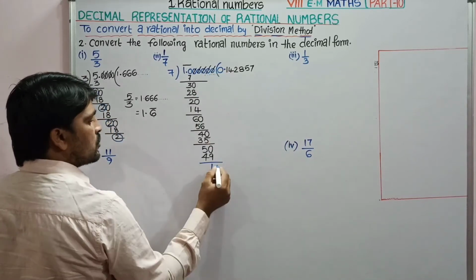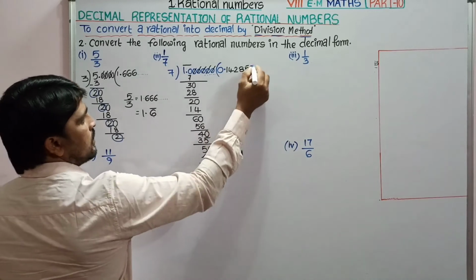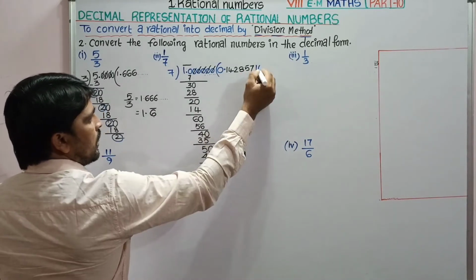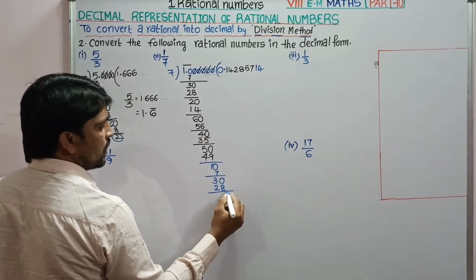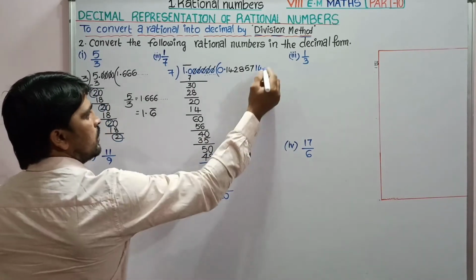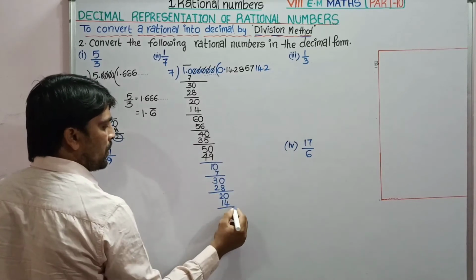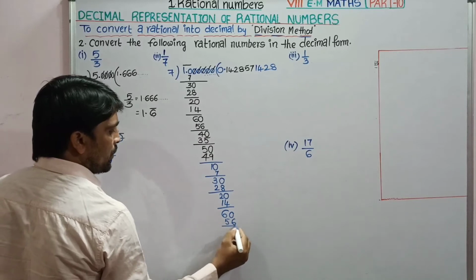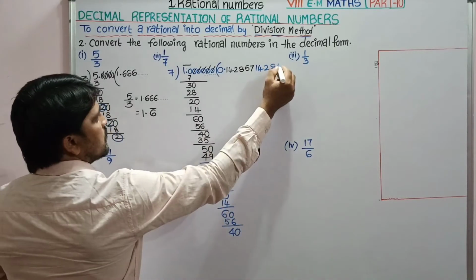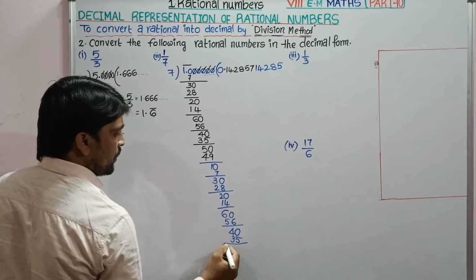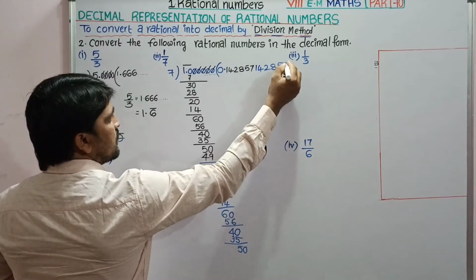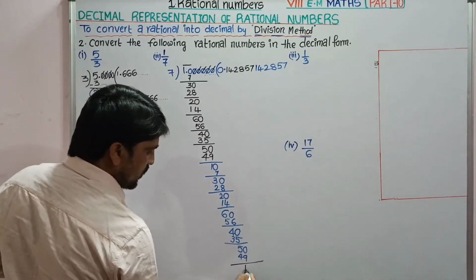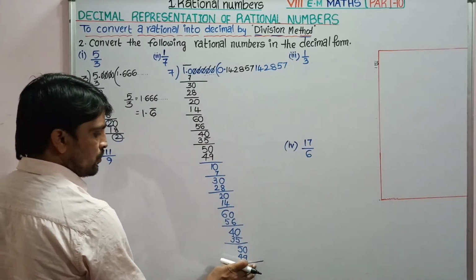Drop another 0. The new dividend becomes 10. 7 ones are 7. Remainder 3. Drop another 0. Again 7 fours are 28. Remainder is 2. Drop another 0. 7 twos are 14. Remainder is 6. Drop another 0. 60. 7 eights are 56. Remainder is 4. Drop another 0. 7 fives are 35. Remainder is 5. Drop another 0. 7 sevens are 49. Again the new remainder is 1. If you drop 0, again we get 10.